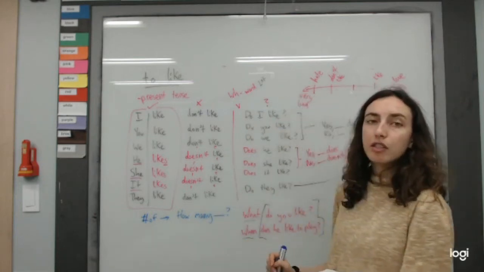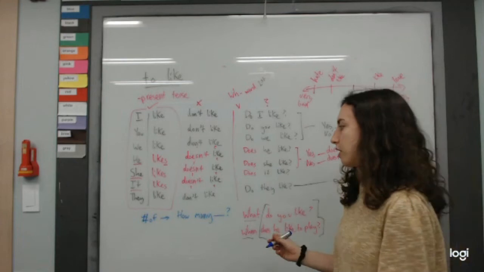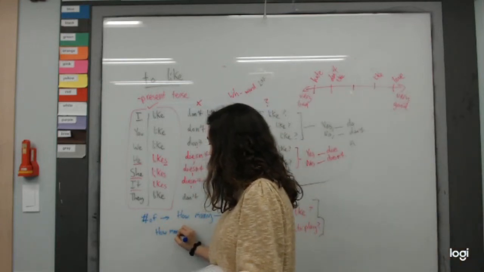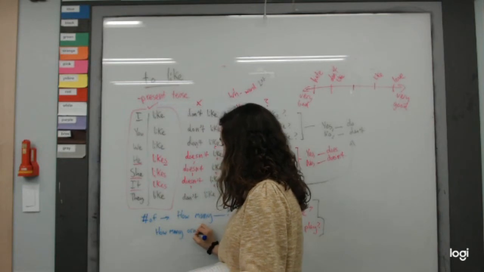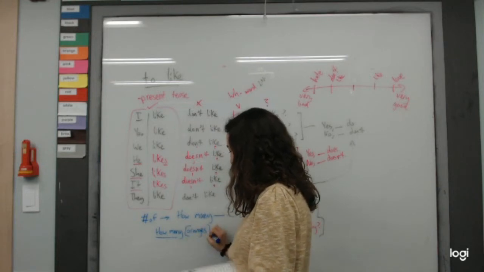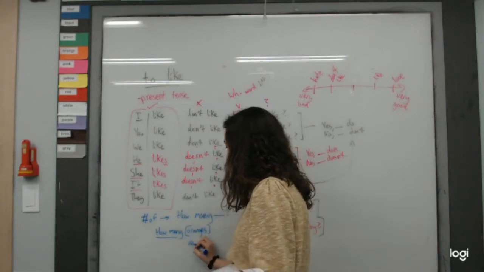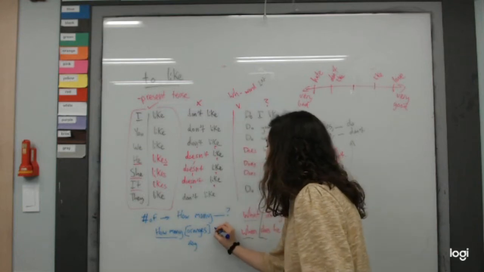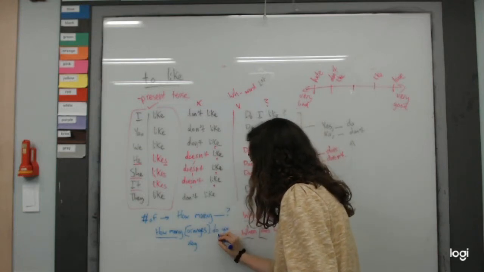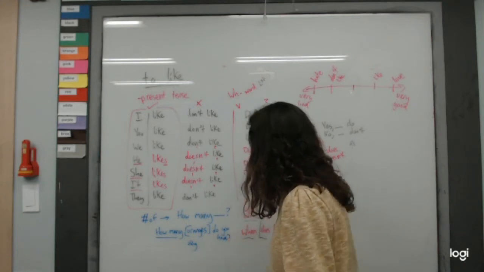So if I want to know the number of oranges, I can say how many oranges. So you say how many, and then we say the thing. And then we say the other question. So how many oranges do you have?